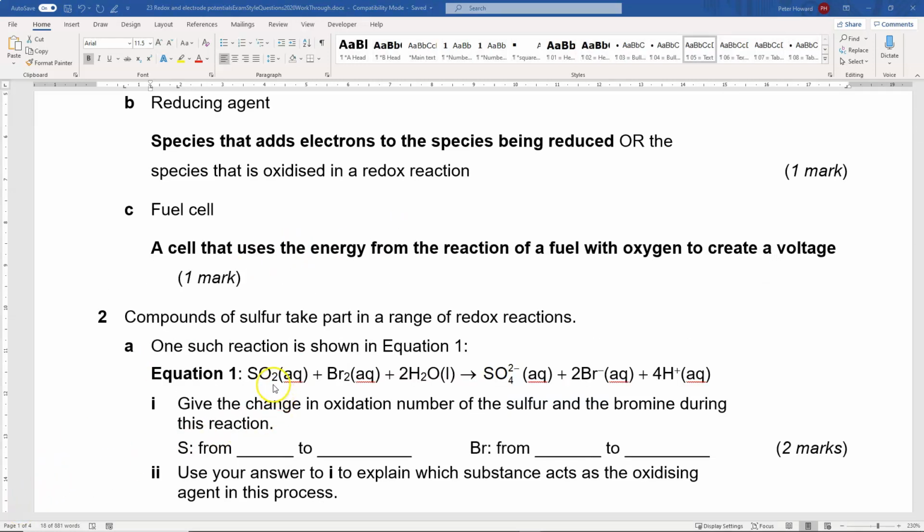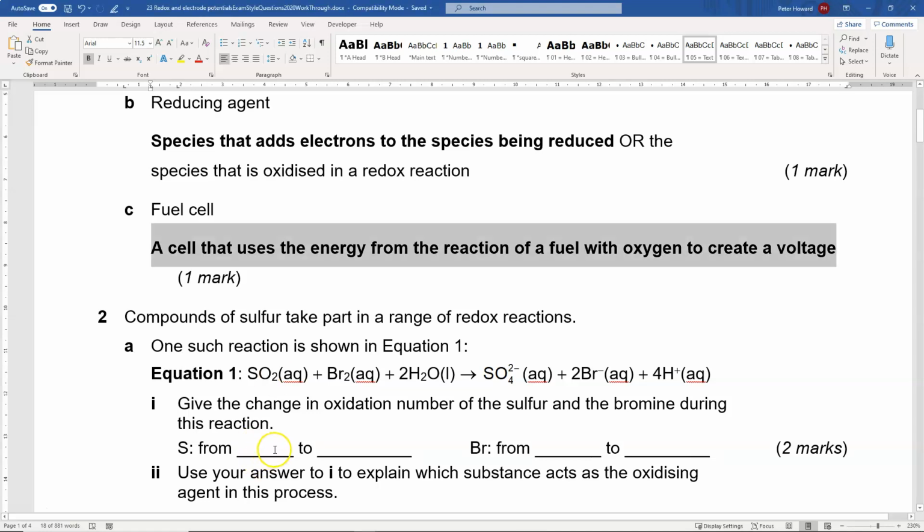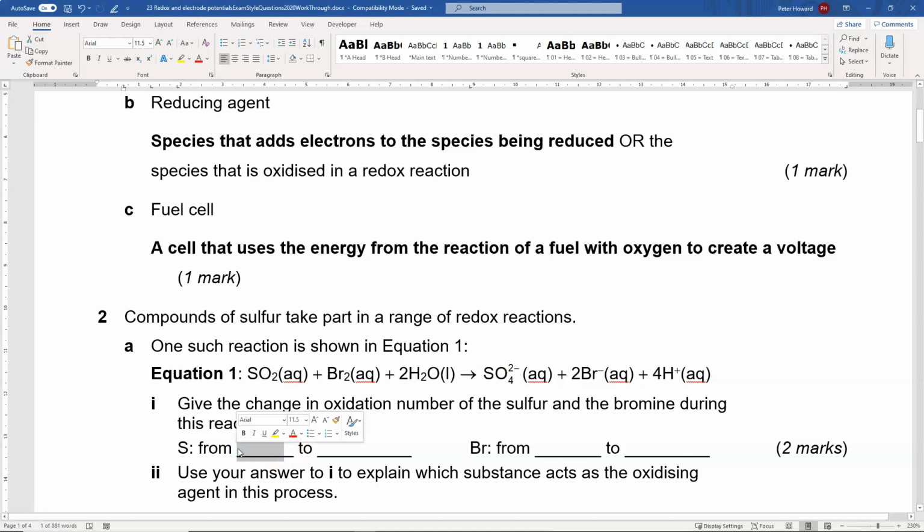Here is a reaction between sulfur dioxide and bromine. Give a change in your oxidation state for both sulfur and bromine. Oxygen is always -2, unless of course it's a peroxide or combined with fluorine. So this means the sulfur, as there's two oxygens with an oxidation state of -2, must be +4. On the right, it's forming SO4 2-. So there are 4 oxygens, each with an oxidation state of -2, and that -8 plus whatever sulfur is must give us 2-. So sulfur here must now be +6.